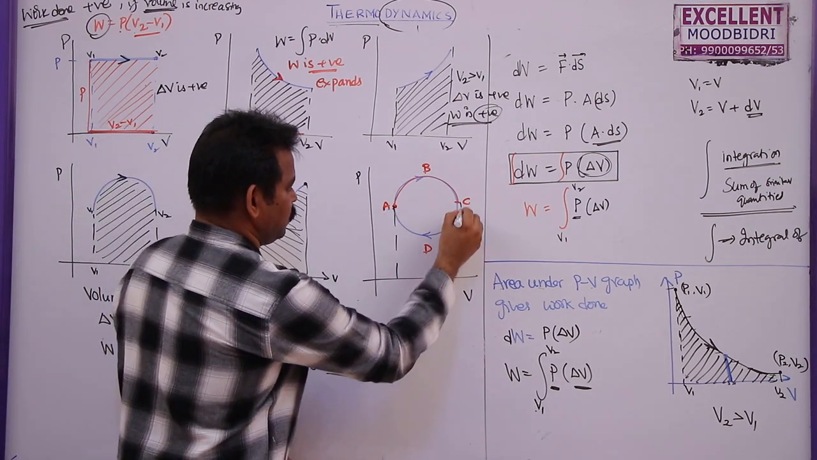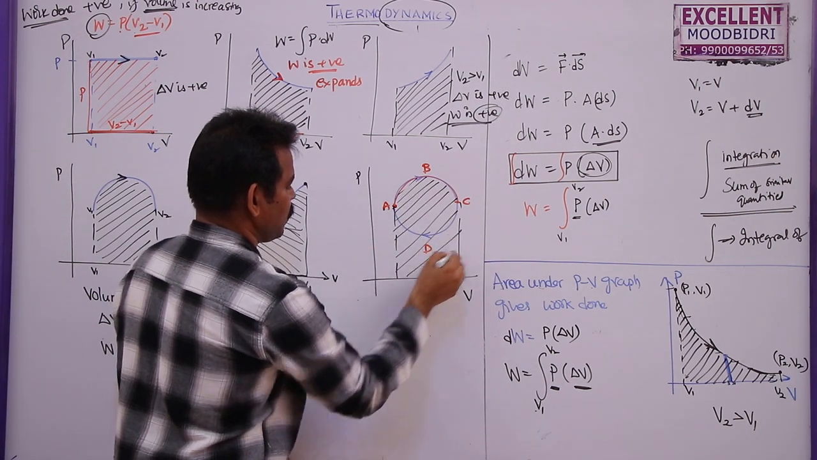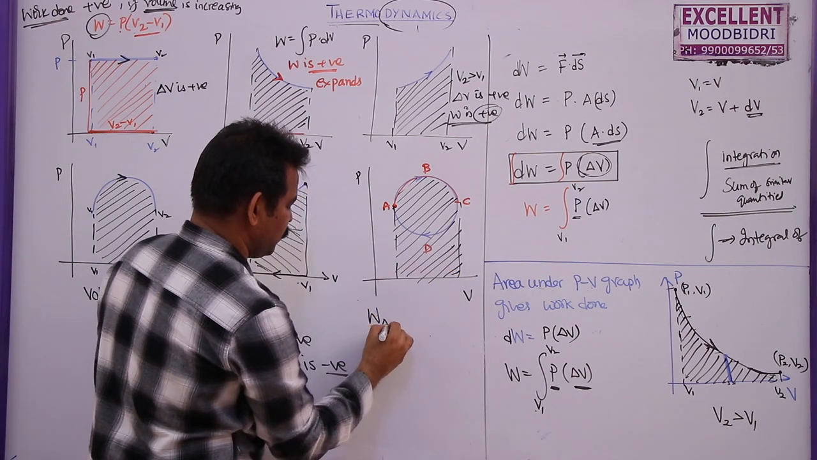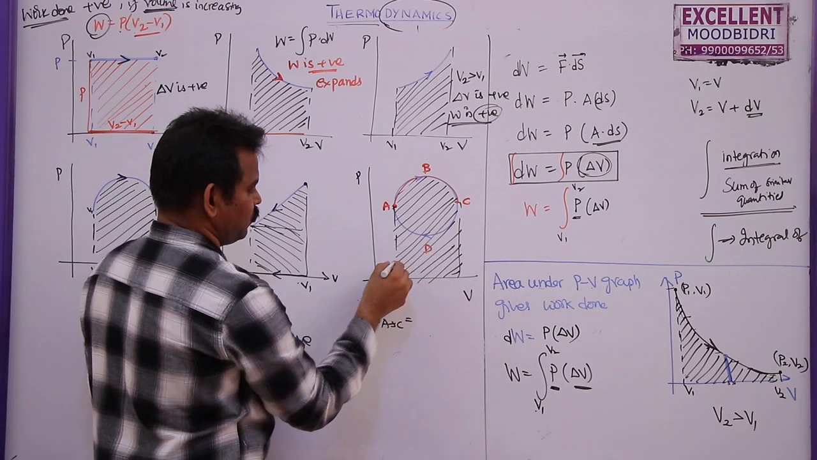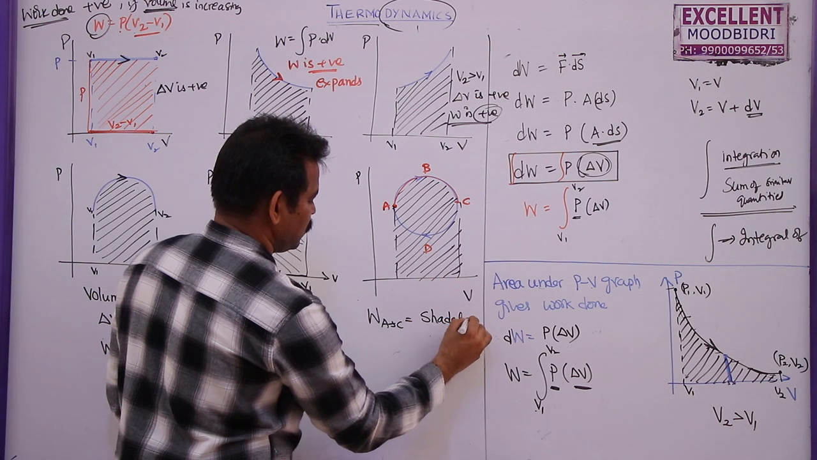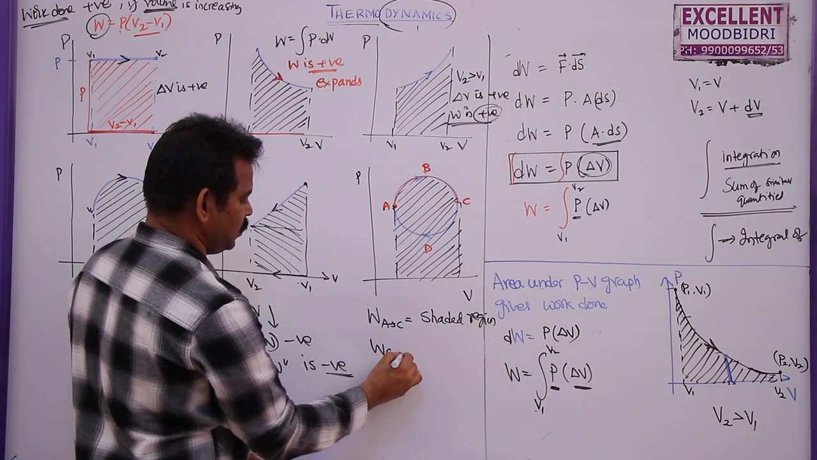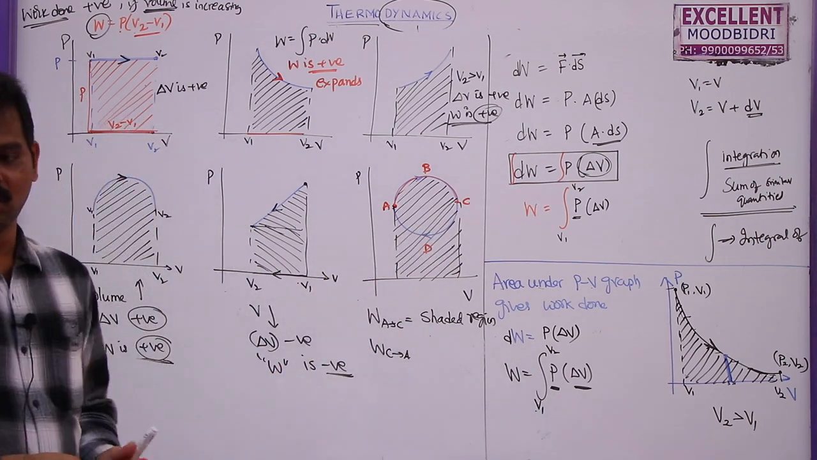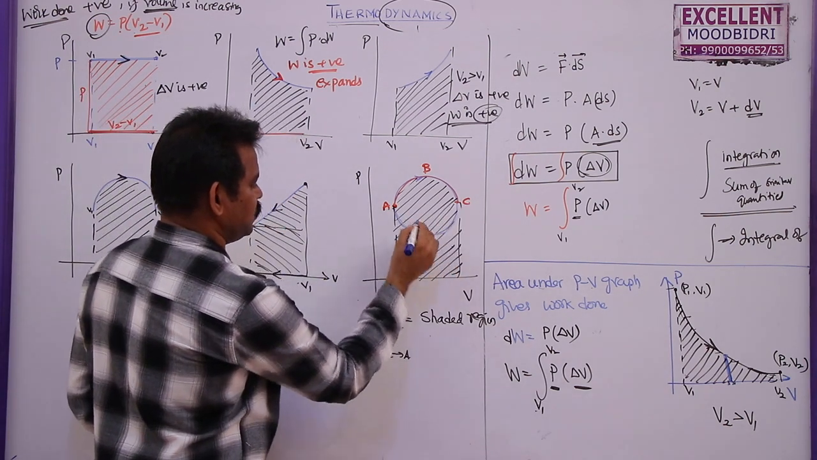First, I need to find out the work done in A to C. Work done from A to C is equal to this region. So I am shading this one. This is the shaded region with the black. Now, what is the work done from C to A? Here in the second part, work done is negative. Why? Because volume is decreasing here. From C to A, volume is decreasing.